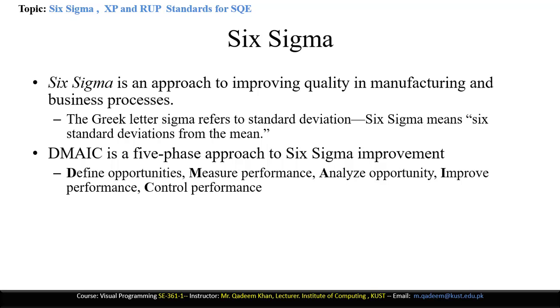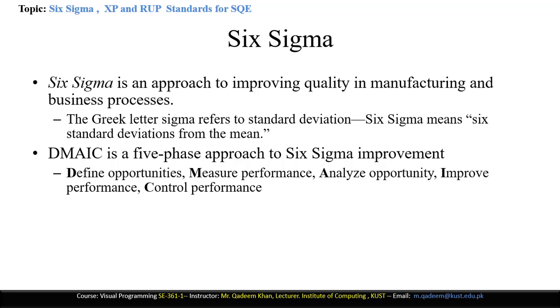Six Sigma. Six Sigma is a particular approach which helps to improve the quality in the manufacturing and the business process. When we use certain development and business processes, Six Sigma is embedded inside a particular software development lifecycle model, and it helps to improve the quality. Basically, the Greek letter sigma refers to the standard deviation, so Six Sigma means six standard deviations from the mean. That means here we will create certain arithmetics that help us improve software quality. The arithmetics will be in the form of certain metrics, and Six Sigma measures these metrics.